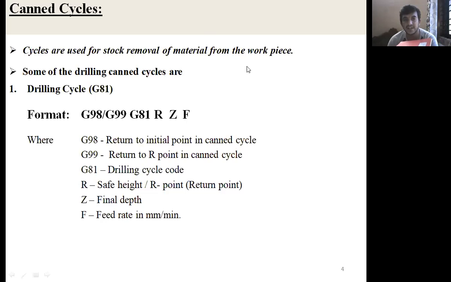After this, what is the drilling cycle code? Drilling cycle code is G81. Then R is the safe height or return point. Z is nothing but the depth of the hole. Then F is the feed rate in mm per minute. So when the depth of the hole is less than the diameter of the hole, then you call a drilling cycle.